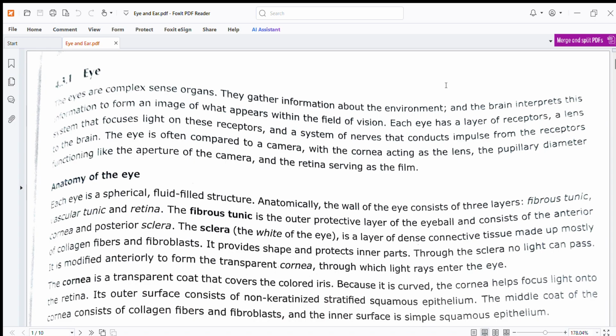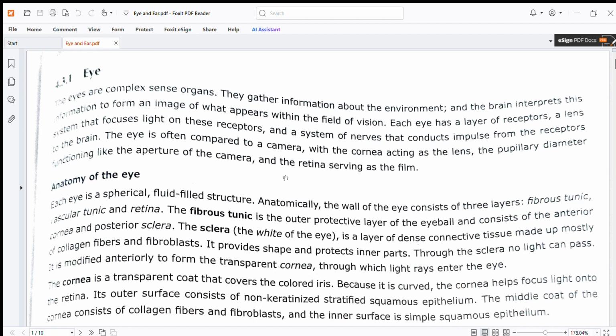Each eye has a layer of receptors, a lens system that focuses light on these receptors, and a system of nerves that conduct impulses from the receptors to the brain. The eye is often compared to a camera, with the cornea acting as the lens, the pupil diameter functioning like the aperture of the camera, and the retina serving as the film.